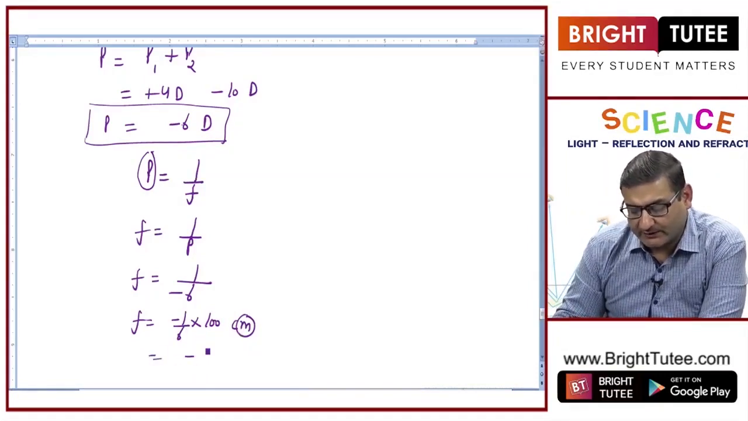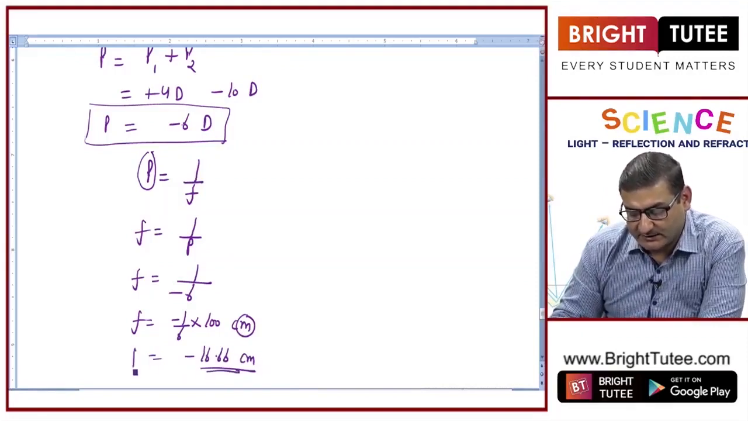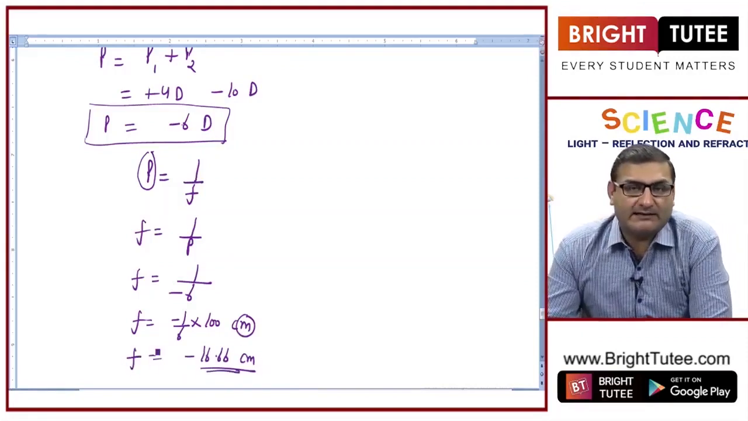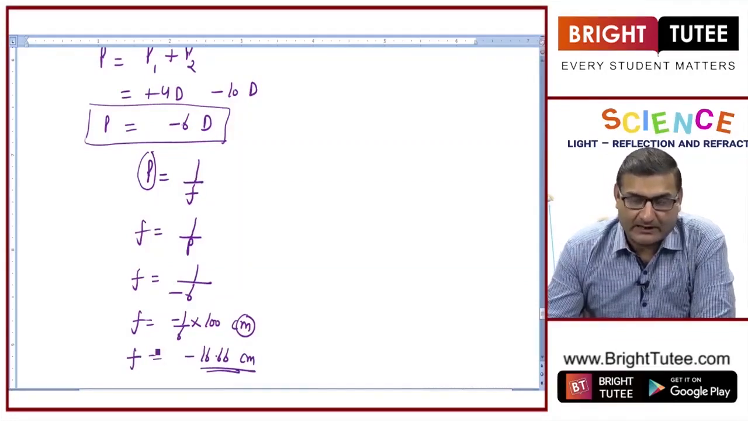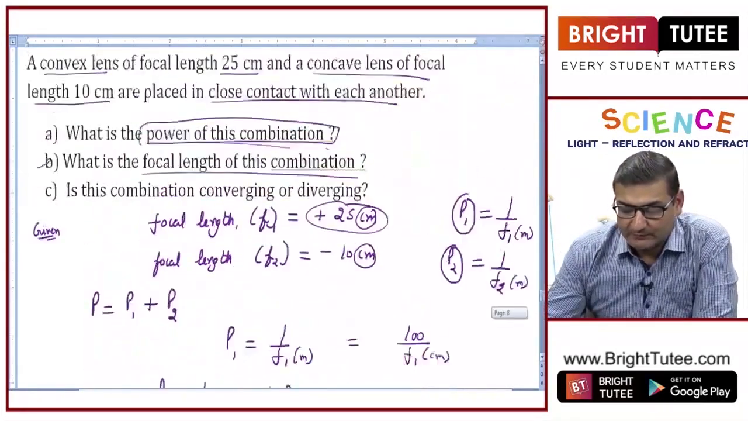Now, we can check. It is minus 16.66 centimeters. This will be the focal length of this combination. Now, let us come to the third part of the question.